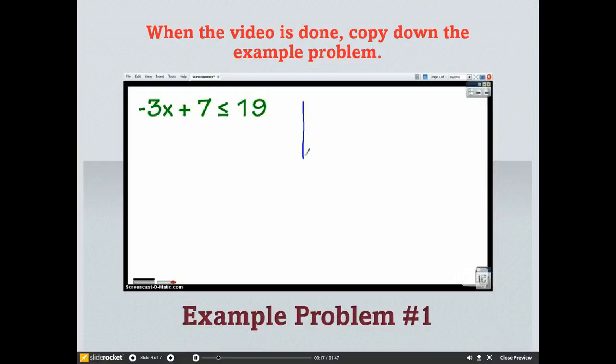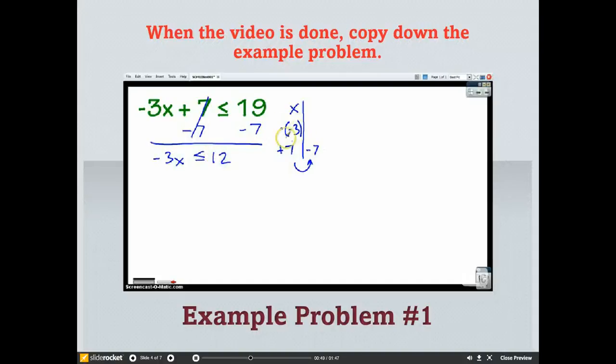If I think of order of operations and how this inequality was created, it looks like they took x, they multiplied it by negative 3, and then they added 7. So if I flip a U-turn and start undoing those things in reverse order, the first thing I'm going to undo is the plus 7. So I'm going to subtract 7 from both sides. I do that, and I get negative 3x is less than or equal to 12.